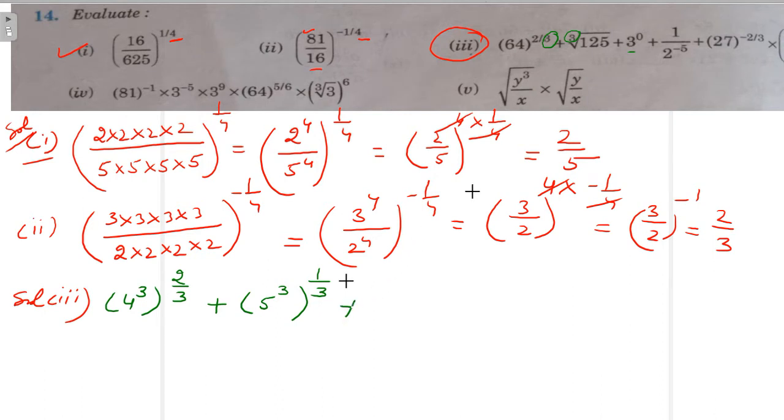So next, 3 raised to power 0 is 1, as I have told you earlier, and now this will become 2 raised to power minus 5, and we can write this 27 as. One more thing is there that has to be cut, that is 25 upon 9.